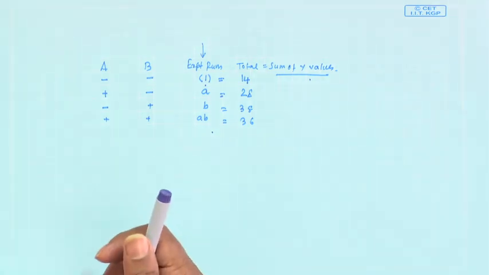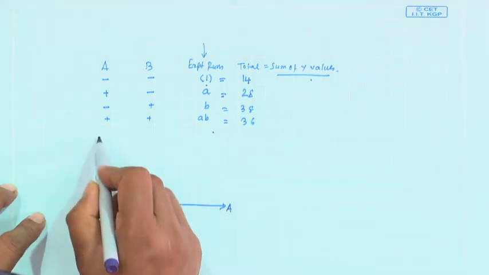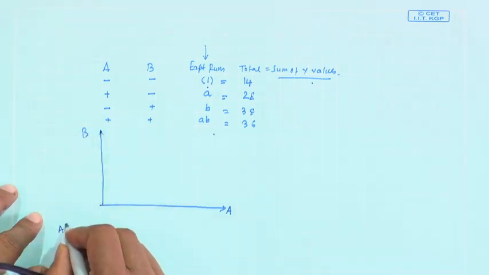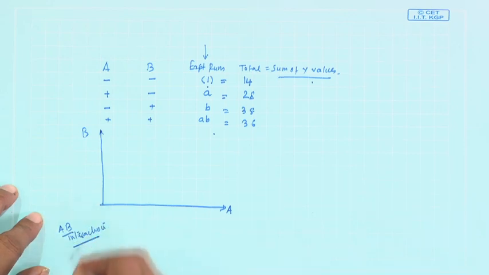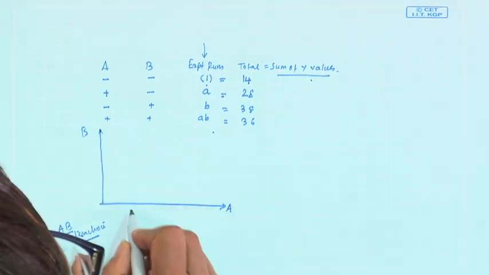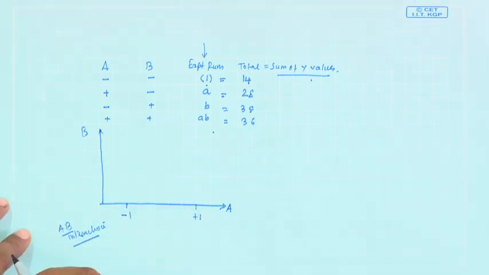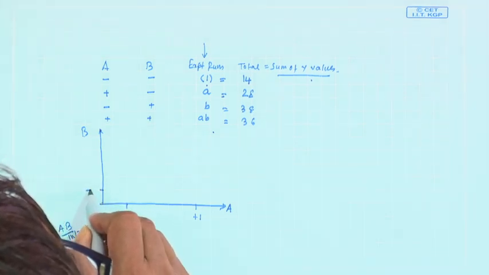So, then we want to estimate the effects. What are those effects? What is the A effect? What is the B effect, and what is the AB interaction effect? So, A is changing from minus to plus, or minus 1 to plus 1. You can write minus to plus or minus 1 to plus 1. B from minus 1 to plus 1.